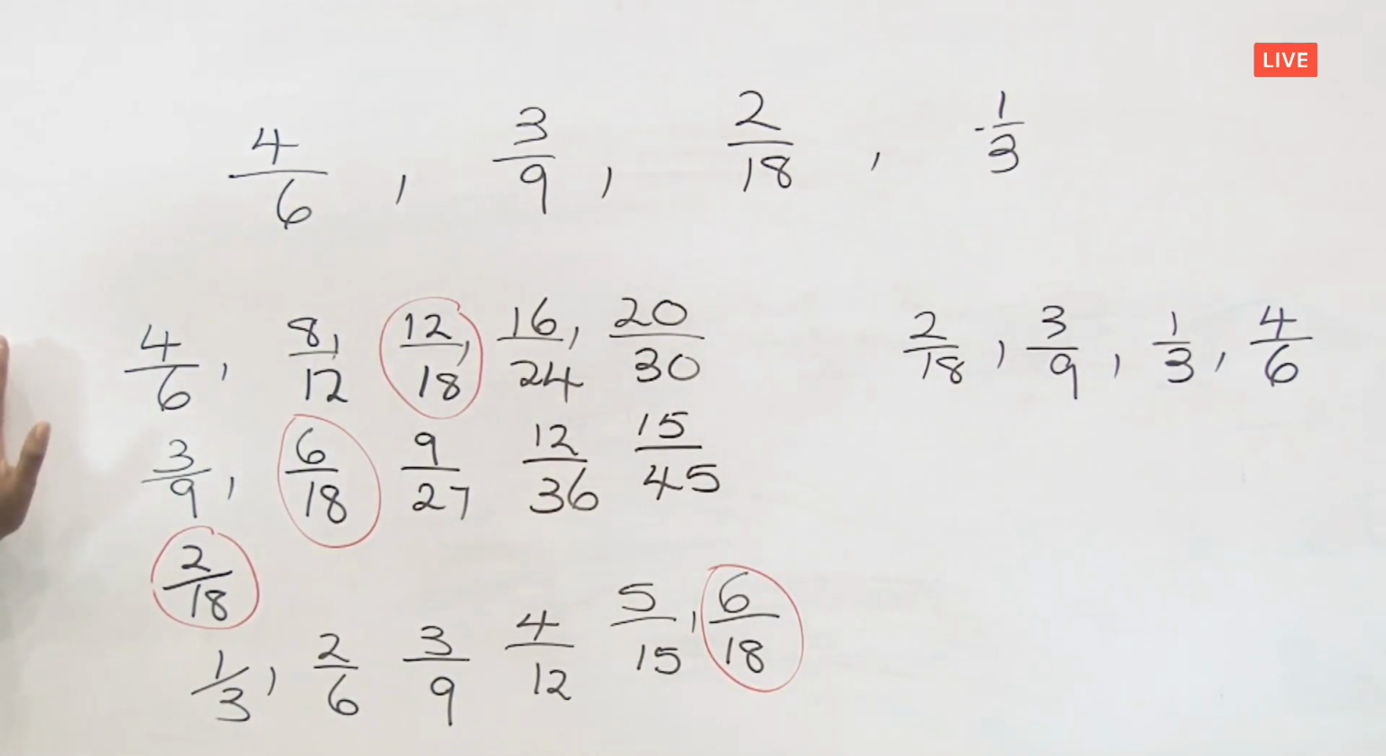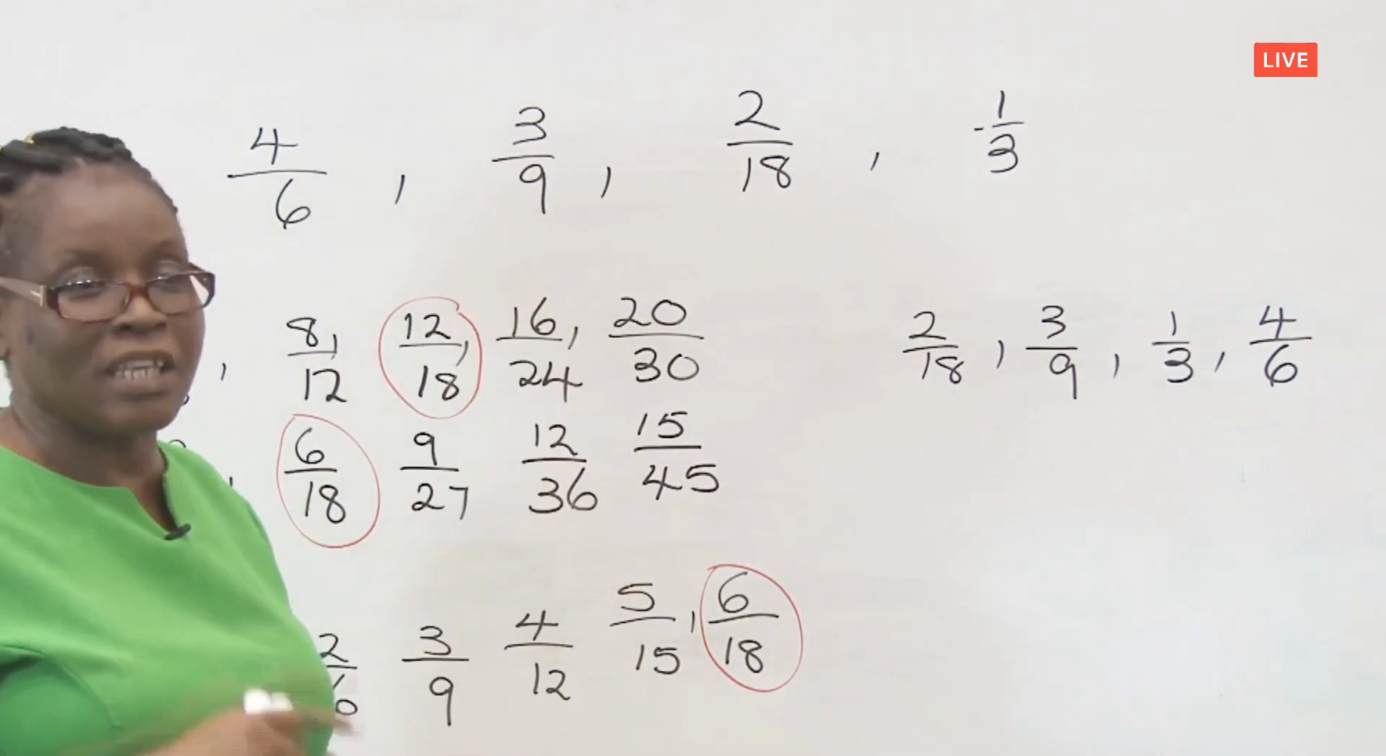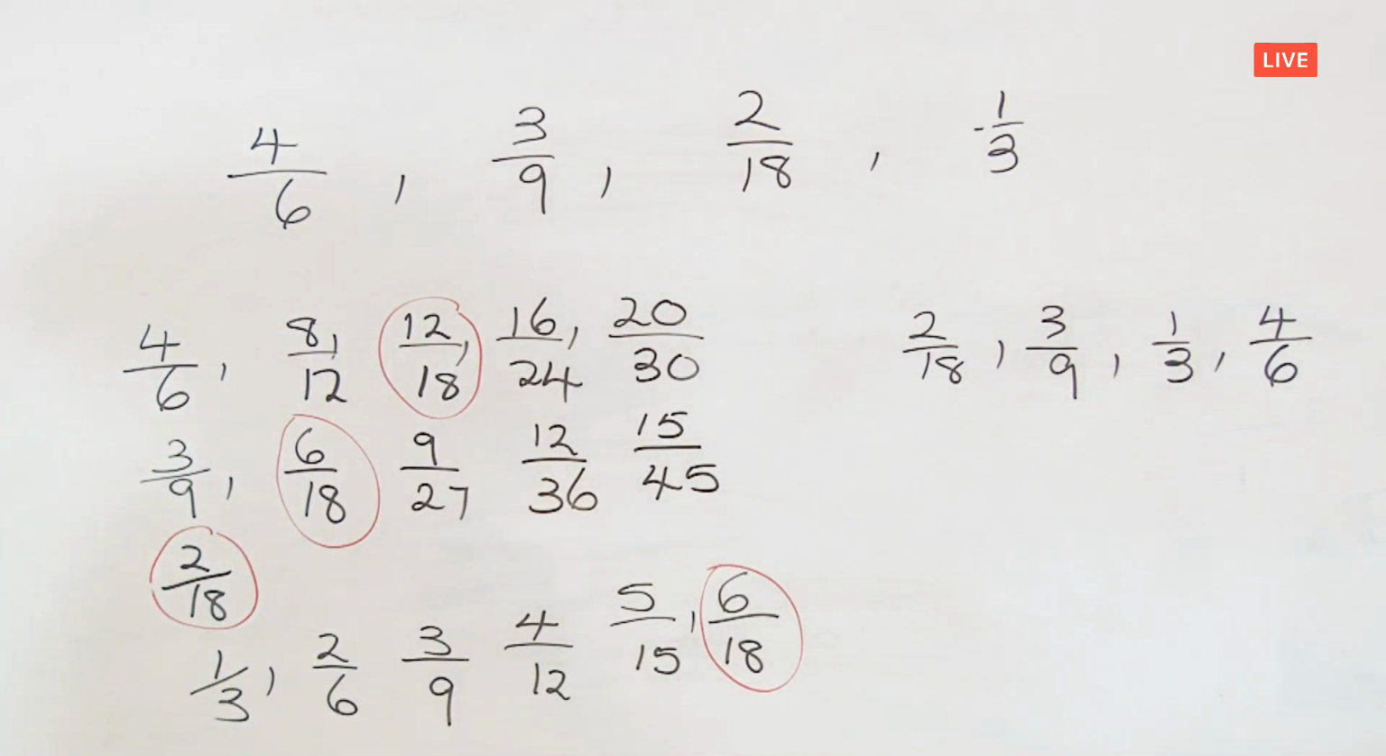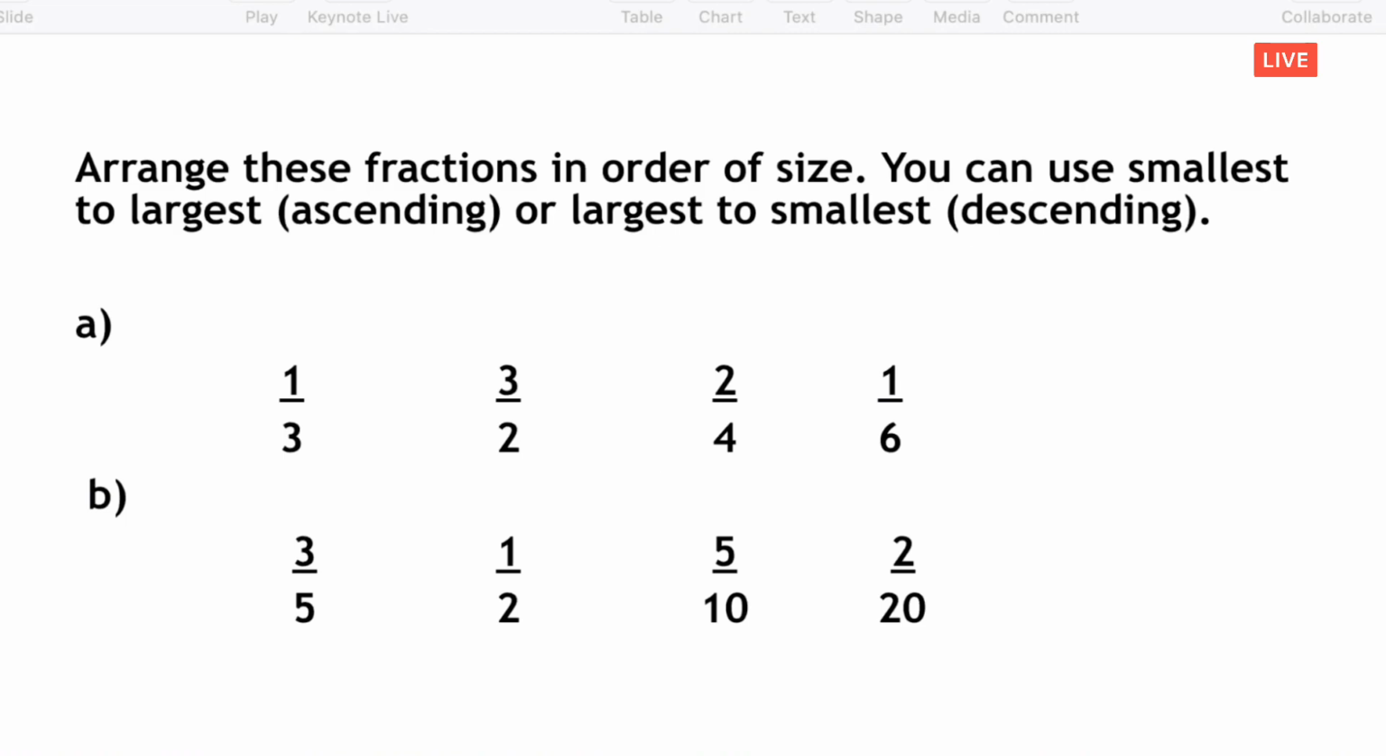So this is one way of arranging fractions in order where the numerators and the denominators are not the same. There are other ways. But for now, I'm going to give you 2 to do for homework. And when we come back next time, next week, we will learn of other ways to arrange fractions in order.